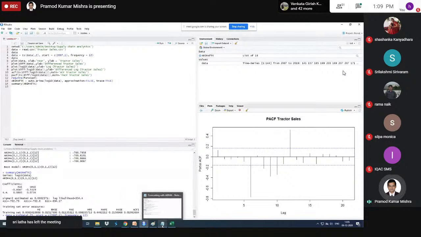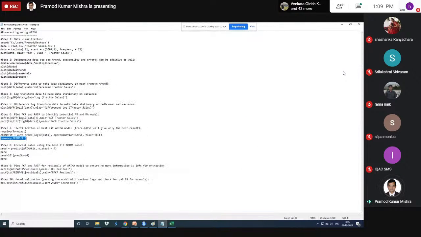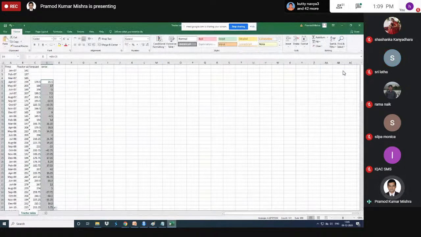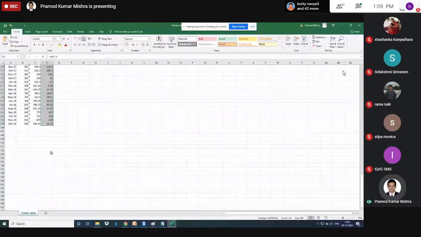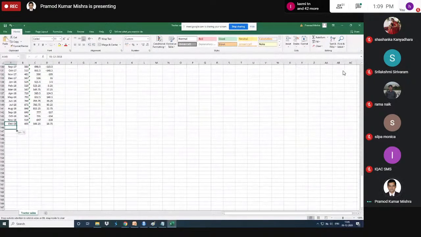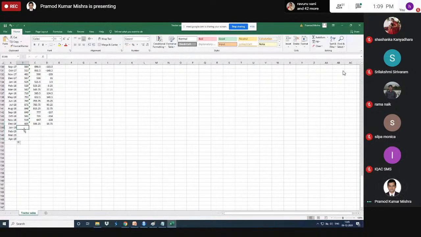Now my target is to get the forecast. So how can I get the forecast? I want a 4 months prediction. So the prediction is the ARIMA fit with n.ahead equal to 4. My months are ending at December, so I can drag it further: January, February, March, April. I want values for this. So this will be my prediction for this particular model.